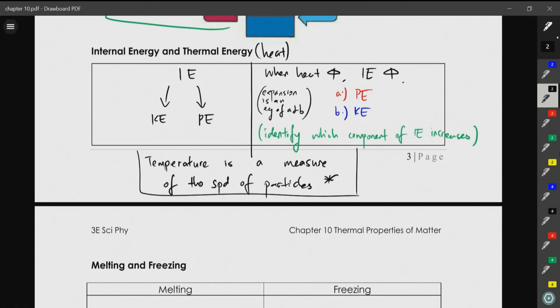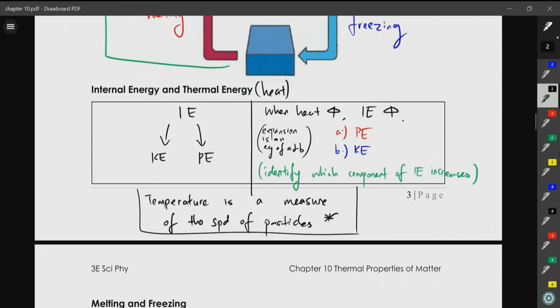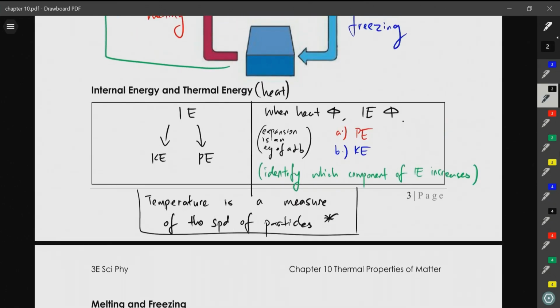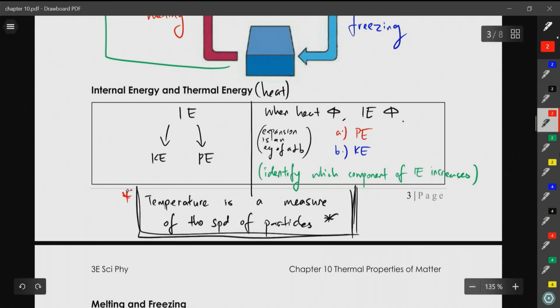If you need to take a look, this is what we summarized at the end of that lesson when we talked about internal energy. Here is the conclusion that I want you all to know. If you're not able to derive this conclusion, please let me know, because this is the heart of thermophysics. For kinetic energy, if you don't understand what temperature is, you have to clarify with me.